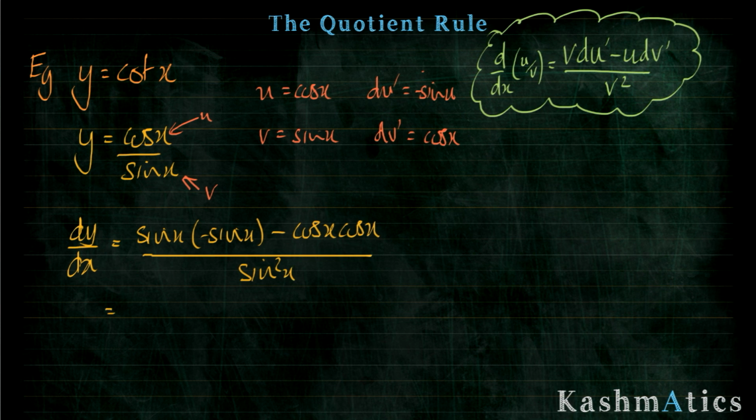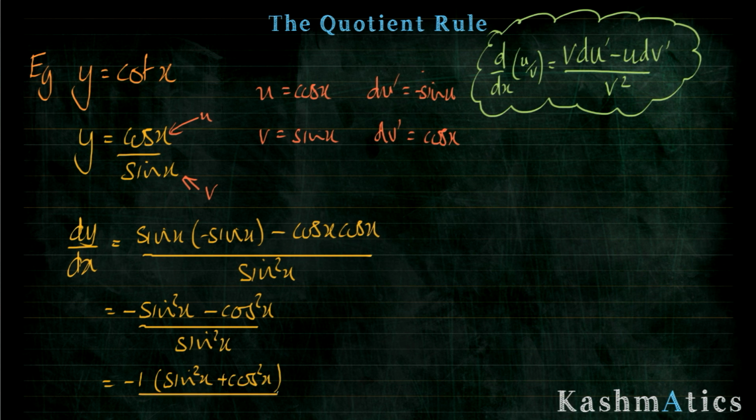Okay, so what do I get here? I get minus sine squared x minus cos squared x. I'll do it in 2 stages. So minus sine squared x minus cos squared x, all over sine squared x. And then what I'm going to do here is factorize out a minus 1. So minus 1 times sine squared x plus cos squared x, over sine squared x.